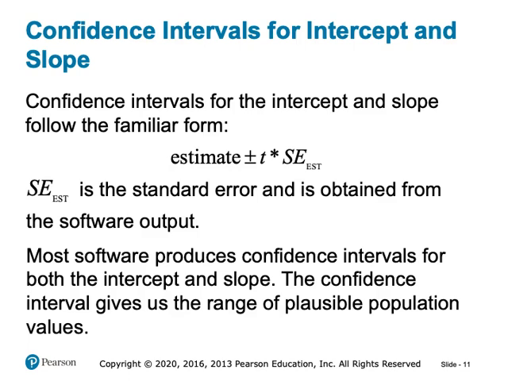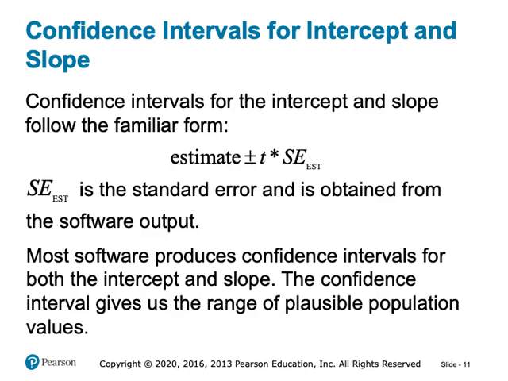Estimate: this is the point estimate we obtained from our sample data, either the estimated intercept, hat beta 0, or the estimated slope, hat beta 1. T: this is the critical value from the t-distribution corresponding to the desired confidence level, such as 95%. The t-value is determined based on the degrees of freedom associated with the estimate. SE: this stands for the standard error of the estimate, which quantifies the variability of the estimate due to sampling error. The standard error is typically provided by the statistical software along with the estimate.